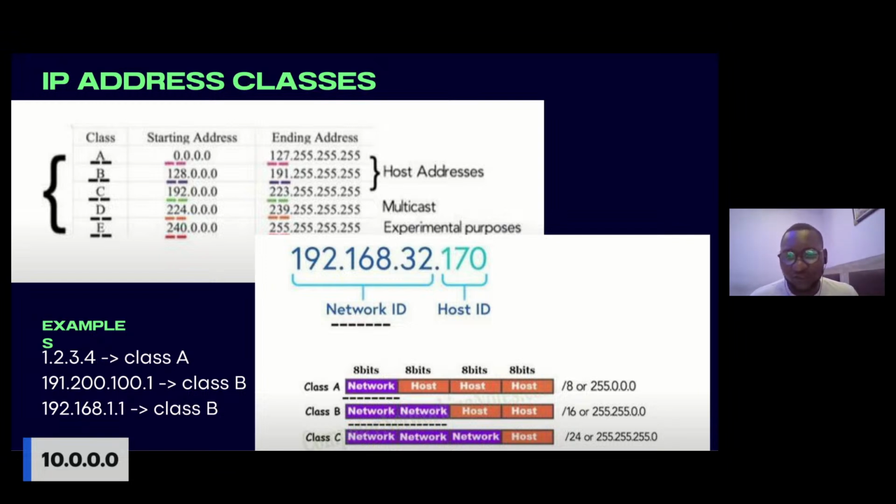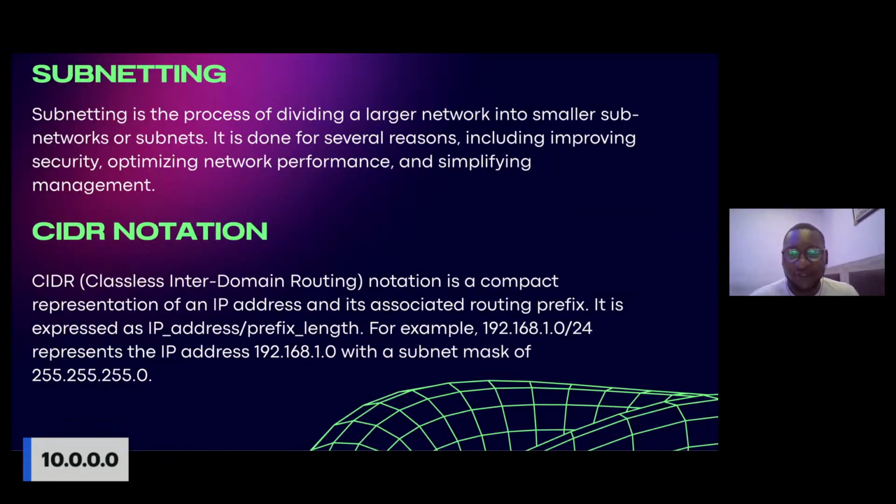And then we have 192.168.1.1, which is supposed to be a class C. So there's a mistake in my slide there. That's supposed to be a class C. Why? Because class C starts with 192. Do you understand? Yes. So I'll move to the next slide.